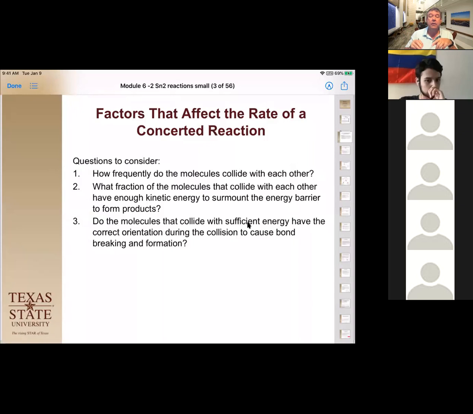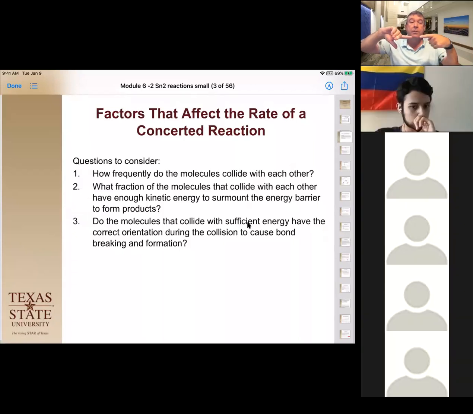And do the molecules that collide have sufficient energy and the correct orientation during the collision to cause bond forming and breaking? For example, if you had your substrate with your leaving group on this side, and your nucleophile comes in from this side, that's not going to happen. If you do have it coming in from the backside, but you have three big bulky groups, it's not going to happen. It's going to react very slowly. So the last one is orientation and sterics. So number one is looking at concentration. Number two is looking at activation energy. Number three is looking at sterics and orientation.